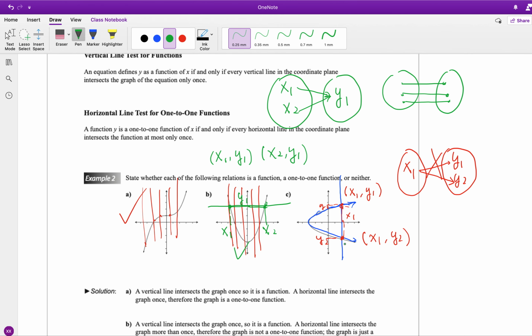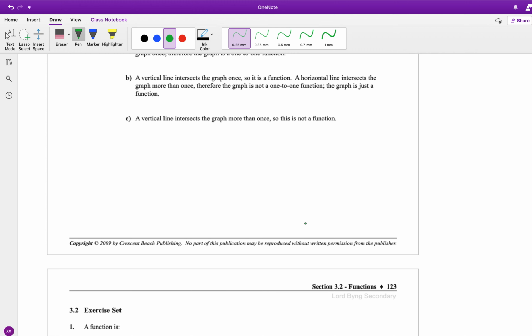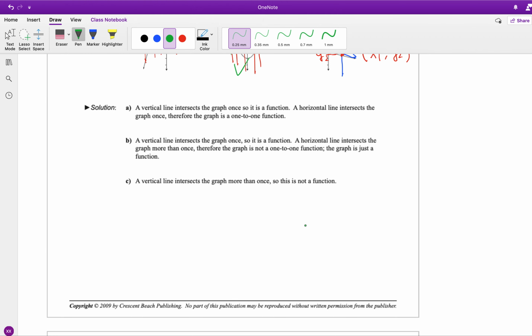Therefore, we use vertical lines to see whether a graph hits 2 points. If it does, then it's not a function. Then we use horizontal lines to test whether or not it is a one-to-one function. And we're done, 3.2. Thank you for watching.